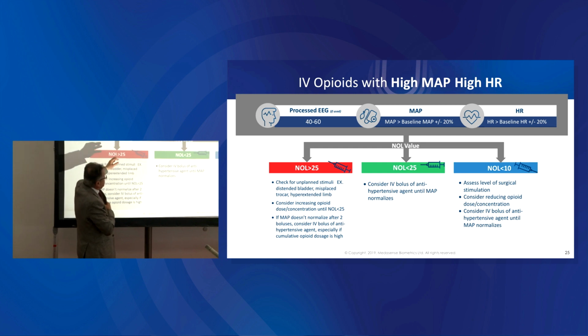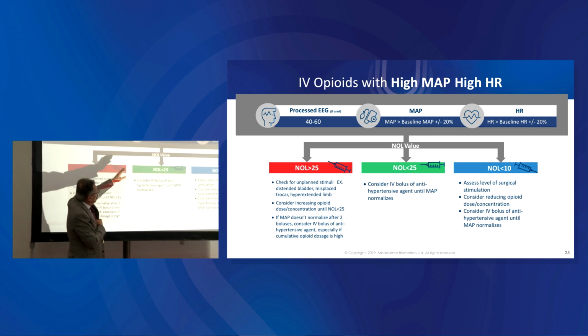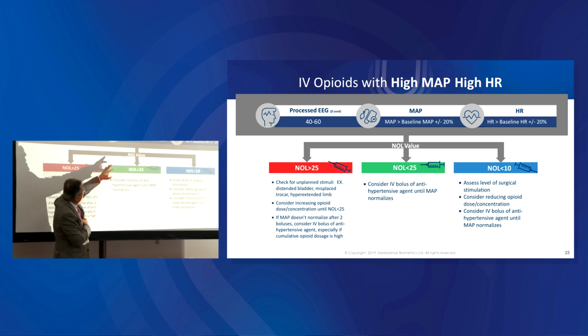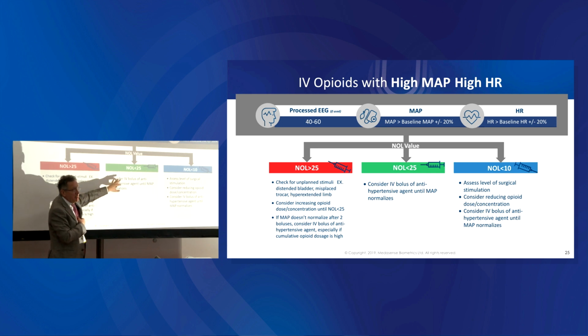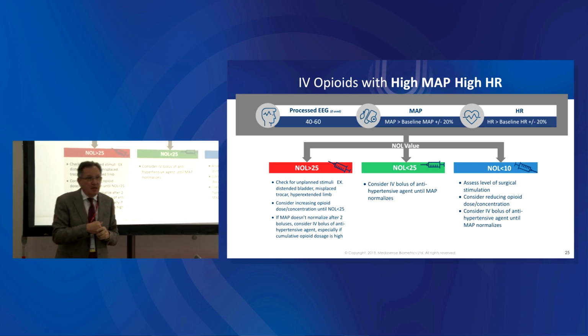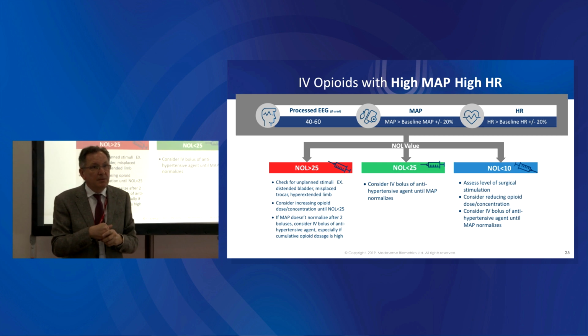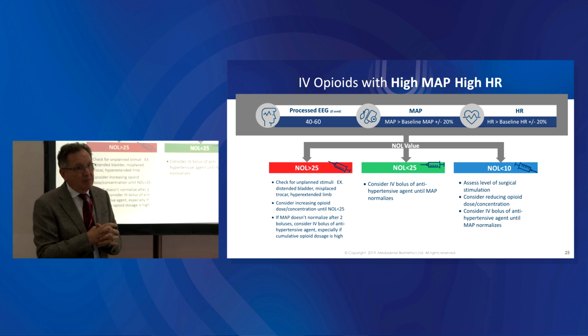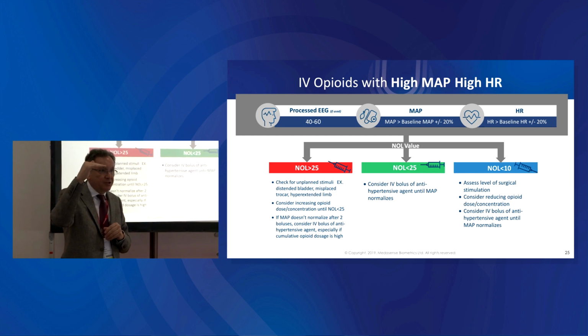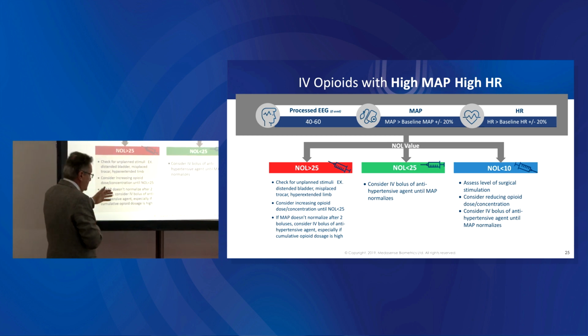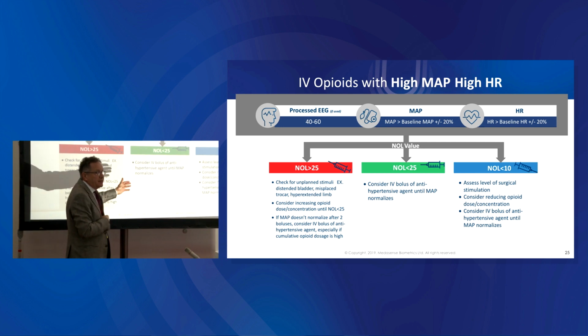Now, if the pressure is up, okay, and the NOL is lower than 25, that may imply that your increase in arterial blood pressure doesn't come from an insufficient level of anti-nociception, insufficient opioid. And in this case, you can consider giving a vasodilator.